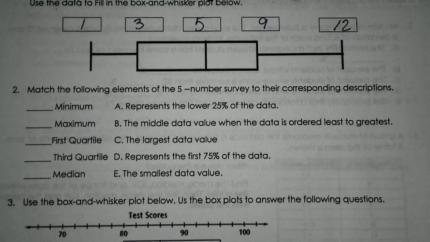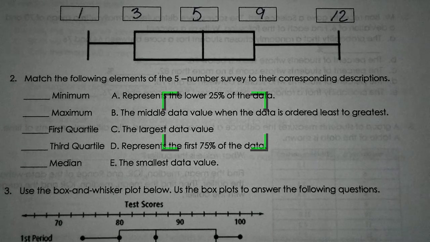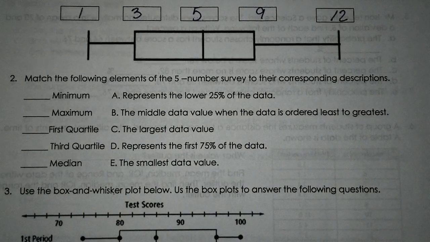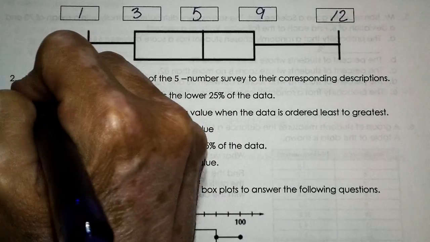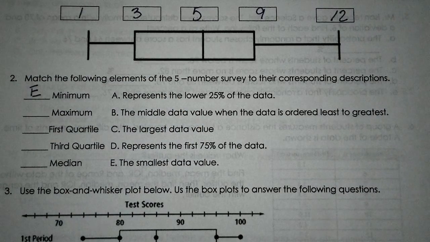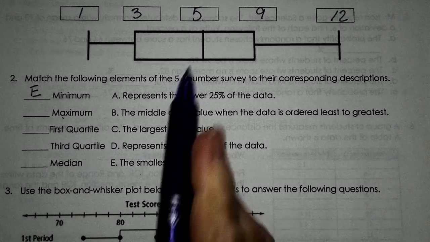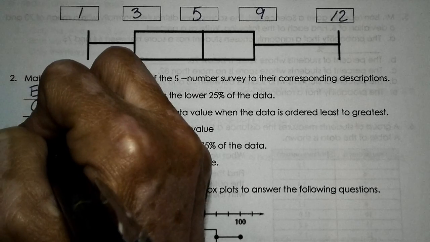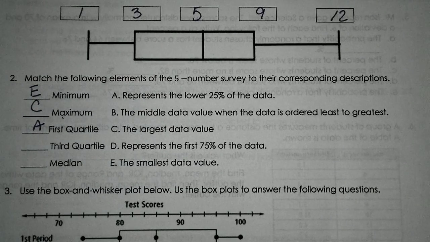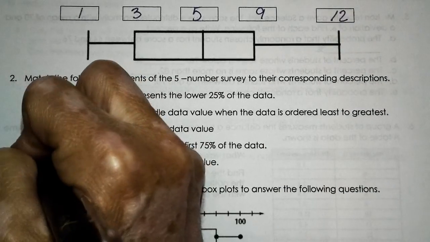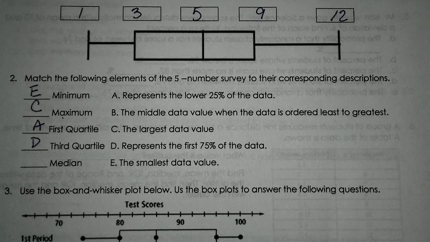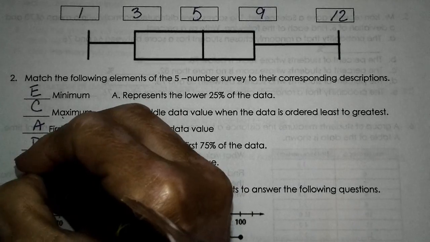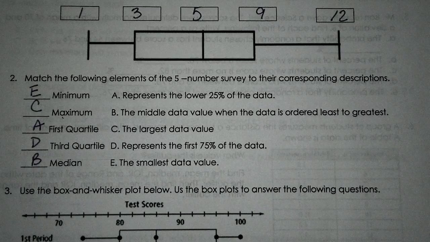All right, number 2. Match the following elements of the 5-number summary. So the minimum is the smallest data value, so that is E. We know the maximum is the largest data value, so that is C. We know the first quartile represents the lower 25%, so that would be A. Third quartile represents the first 75%, so that is D. And the median is that middle data point, so that would be B.